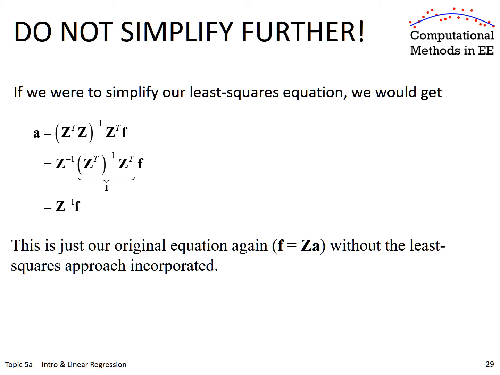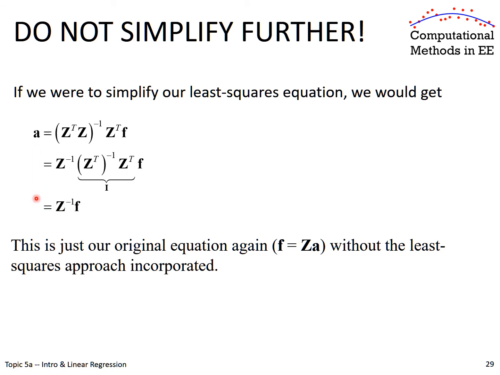This is a warning slide. If we look at our solution in the sense of least squares, let's simplify this. The first thing we'll do is bring our inverse operation in here. So we swap the order, so we just have Z inverse and then the Z inverse of the transpose, and then we just have Z transpose F down here. Now we have the inverse of Z transpose multiplying Z transpose. That gives us the identity matrix, which reduces this whole equation just to Z inverse F.